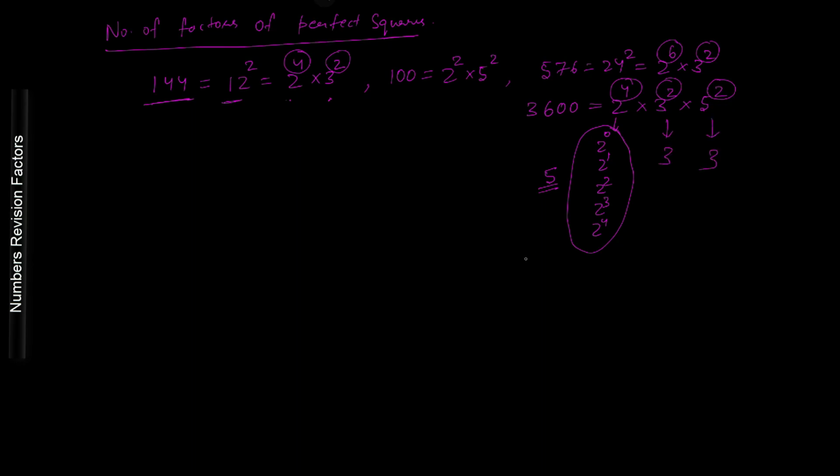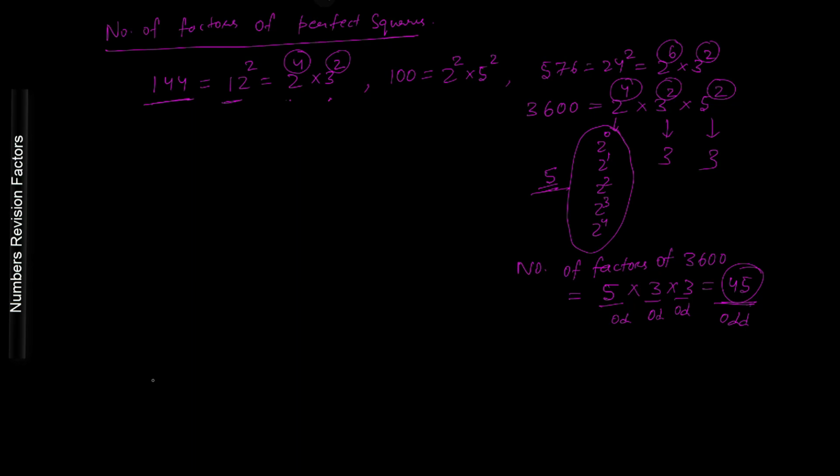So the number of factors of 3600, I hope you can see it is going to be 5 into 3 into 3. That is 45. This 45 is what? It is odd number. Why is it odd? Because all of these numbers are odd. Okay. Why are these all odd? Because the powers are even.